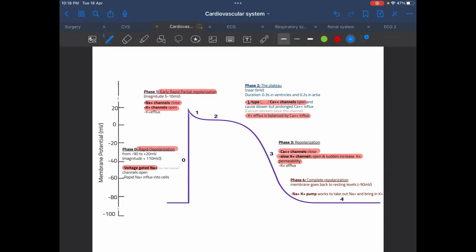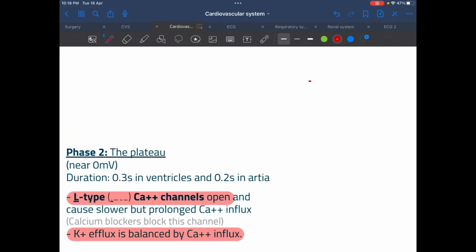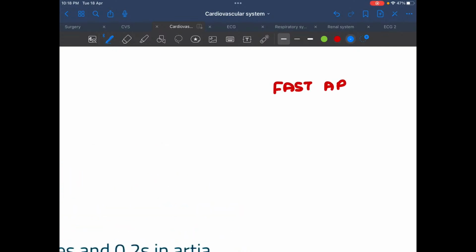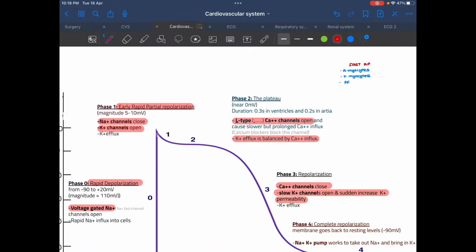So what is this action potential? So this action potential, what I'm going to talk about is something known as the fast action potential. Okay. So this is known as a fast action potential. And where do I see this fast action potential? I'll see it in atrial myocytes. Alright. I'll see it in ventricular myocytes. I'll see it in Purkinje fibers as well. Okay. So this is something known as a fast action potential. Why do I call it as fast?